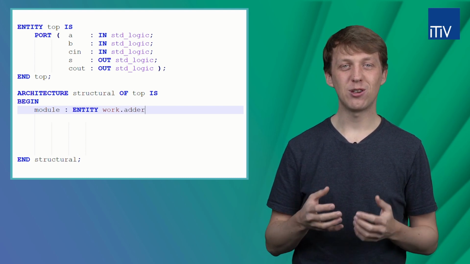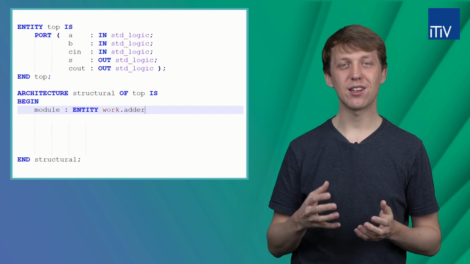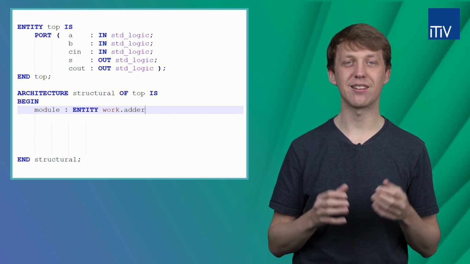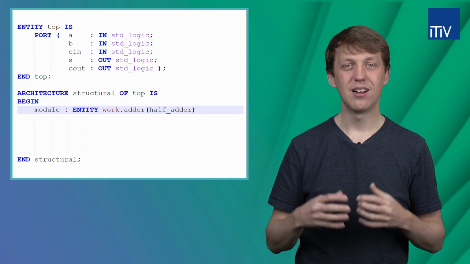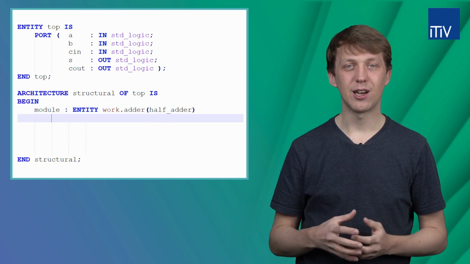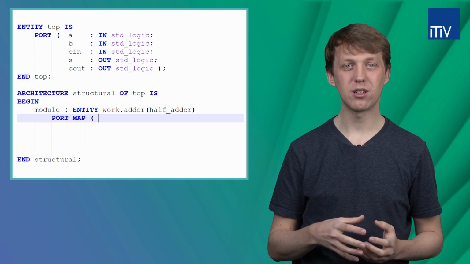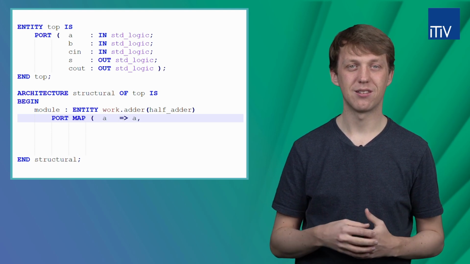Finally, we have to define the architecture by using parentheses and specifying the name of the architecture inside them. Now the entity is set and we just have to map the ports to some signals.